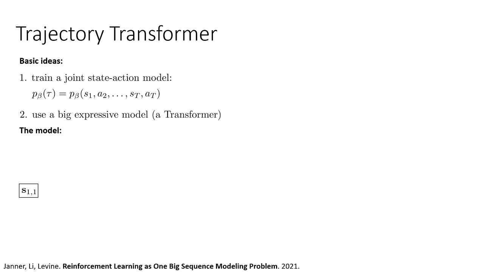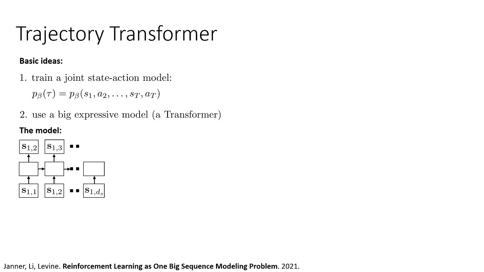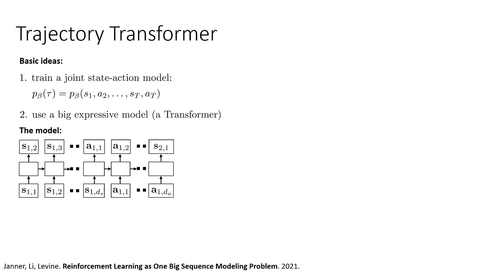Transformers and other sequence models operate at the level of tokens. So the first token is the first dimension of the state at the first time step. Based on that token, the model predicts the second dimension of the state at the first time step. Then it predicts the third dimension, the fourth, and so on, until you get to the last dimension of the state at the first time step. And from that, it predicts the first dimension of the action at the first time step. Based on that, it predicts the second dimension, and so on, until we get to the last dimension of the first action, and then you predict the first dimension of the state at the second time step, and so on until you get to the very end of the trajectory, the last dimension of the last action.